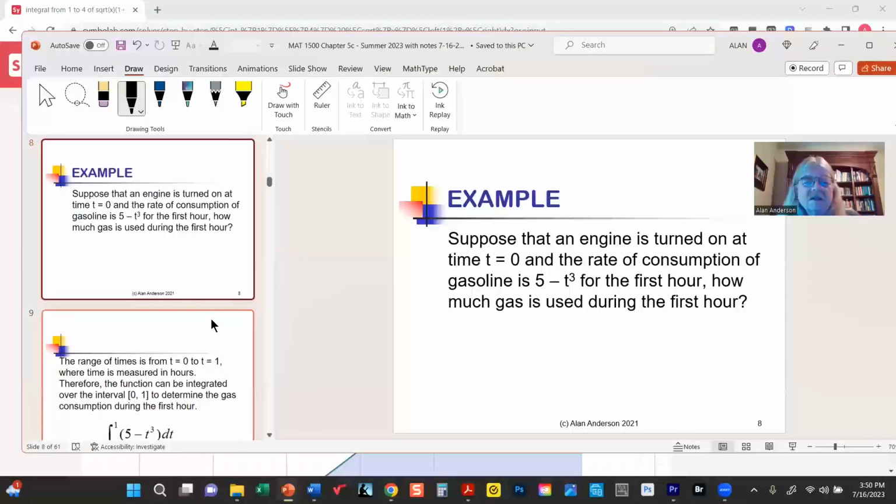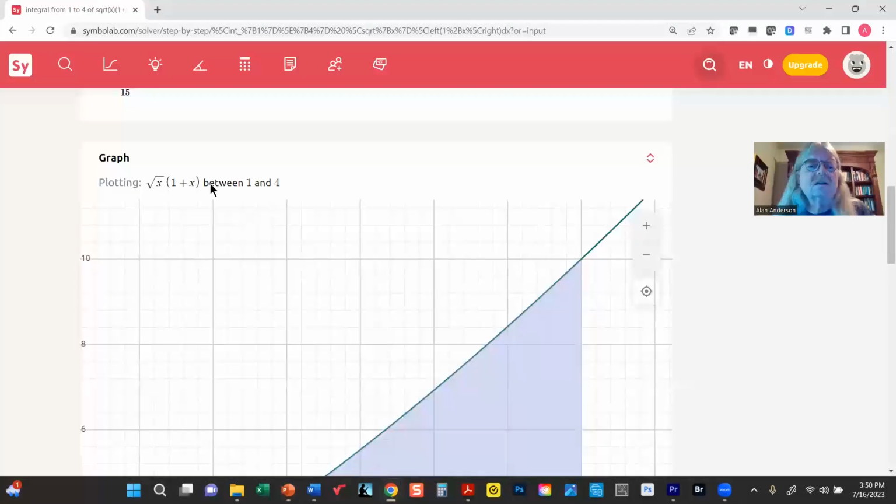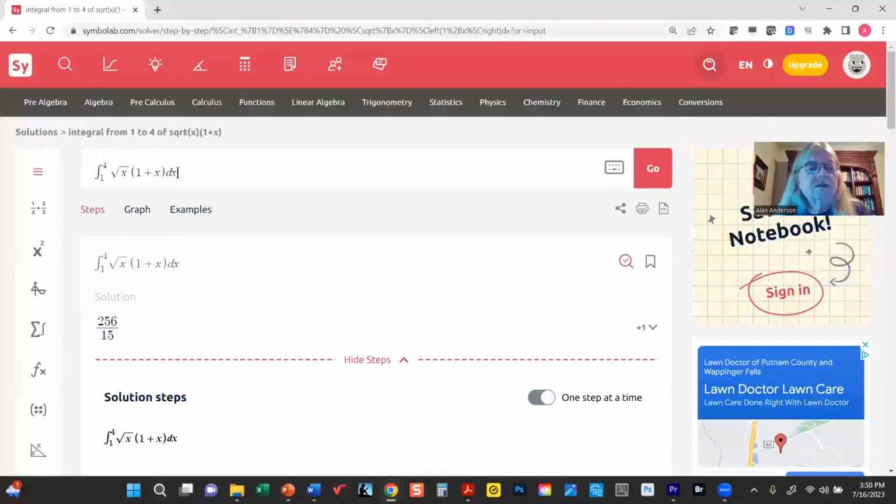So anyway, suppose that an engine is turned on at time t equals 0, and the rate of consumption of gas is 5 minus t cubed for the first hour. How much gas is used during that hour? So you could visualize this as being an area under a curve. In fact, why don't we go to Symbolab and see what this thing looks like? Just so we can visualize.